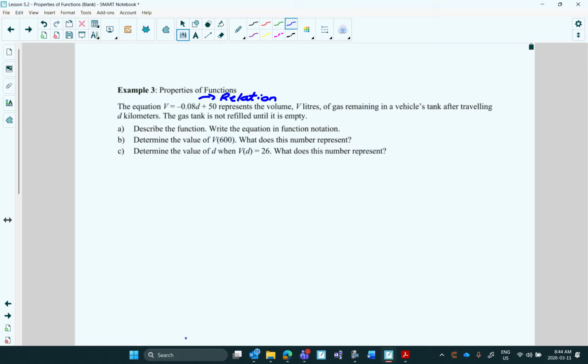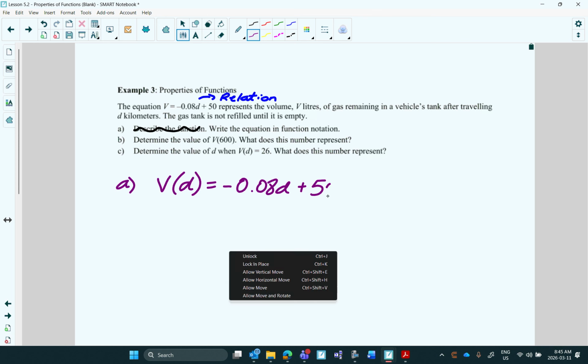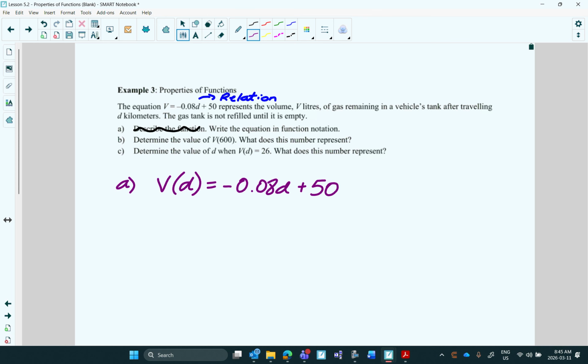Don't worry about this described function. How would you write this in function notation? What would you change? Yeah, you change the V to V of D. That's it. And we can use this equation to answer some questions.